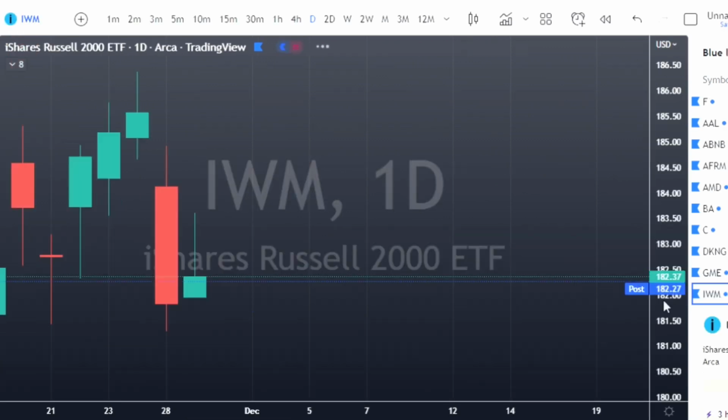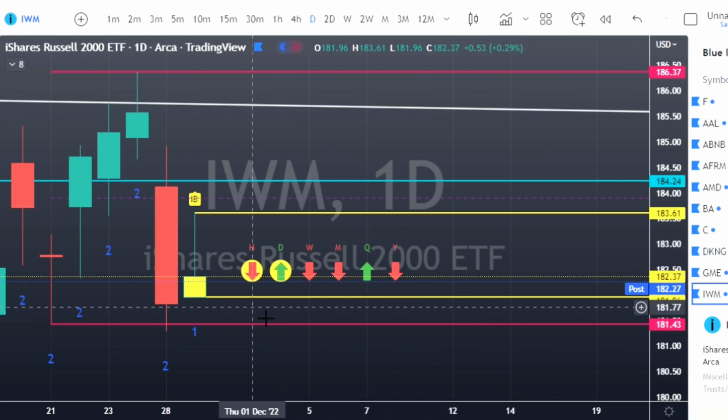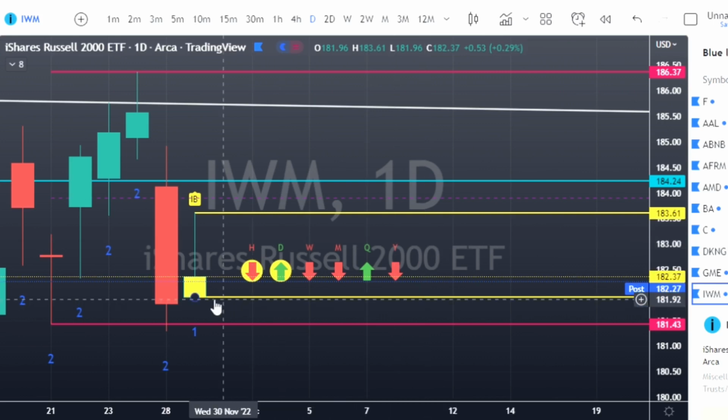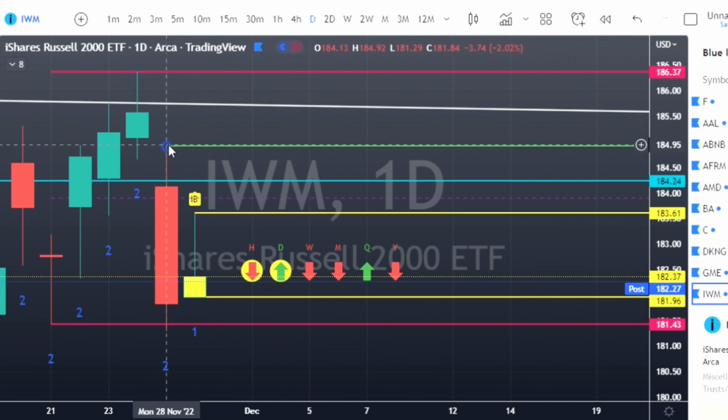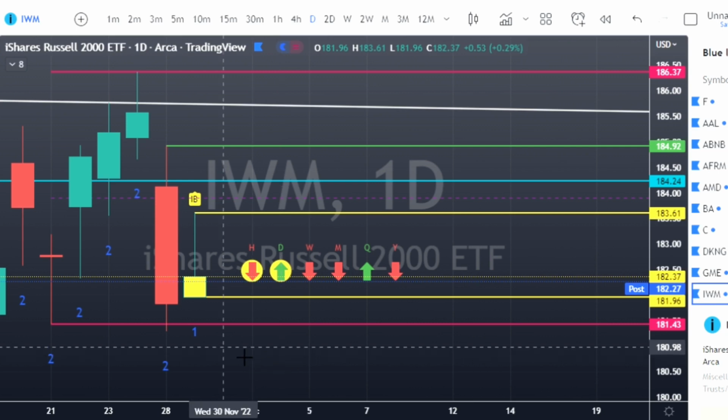I don't care if it runs later on in the day. Take your profit where profit is given to you. So IWM, inside bar, pure shooter candle here, calls at 183.61. The high probability play is to the downside. Okay, so puts at 181.96.